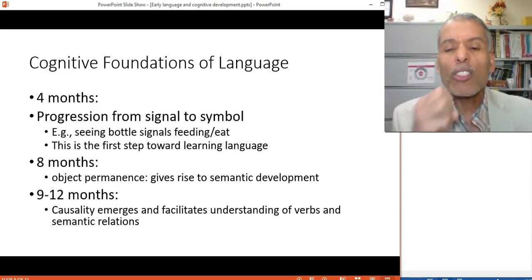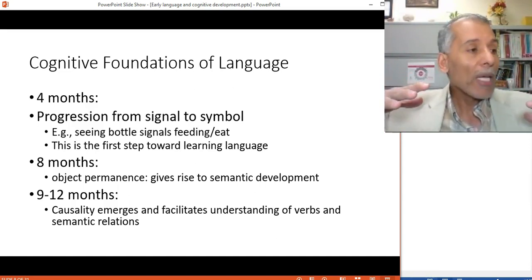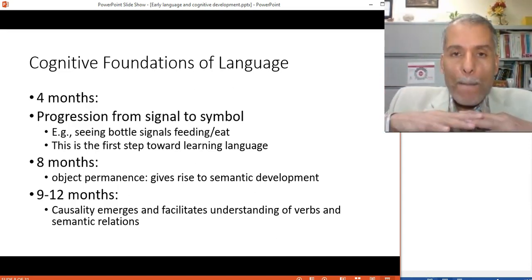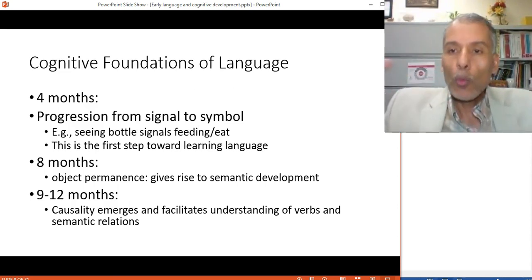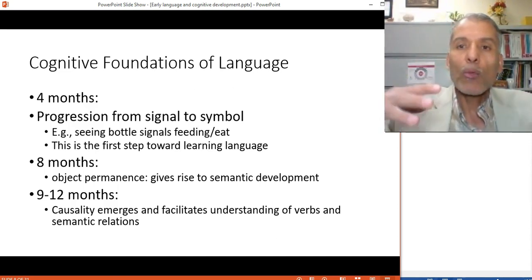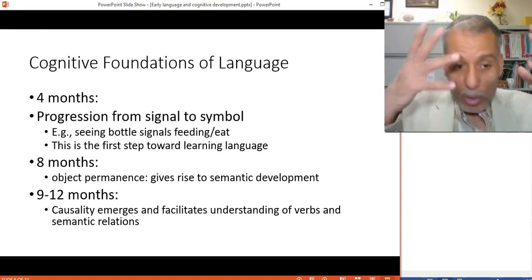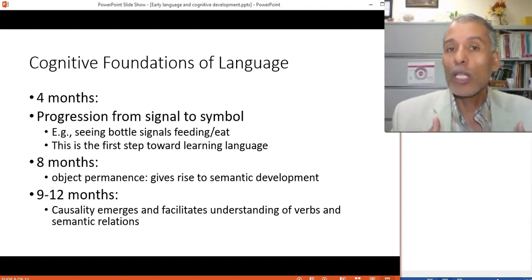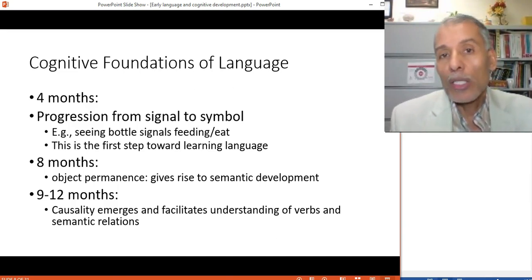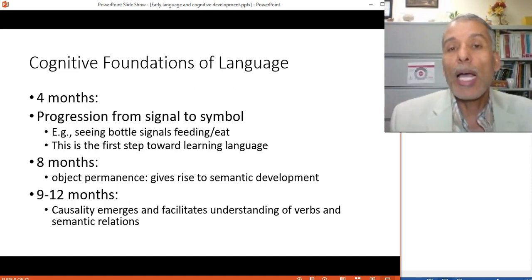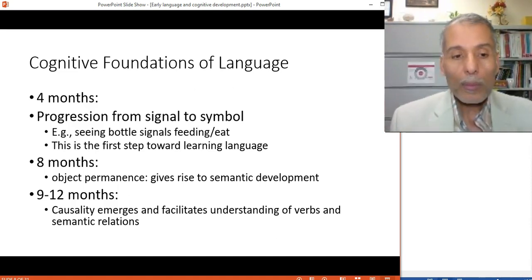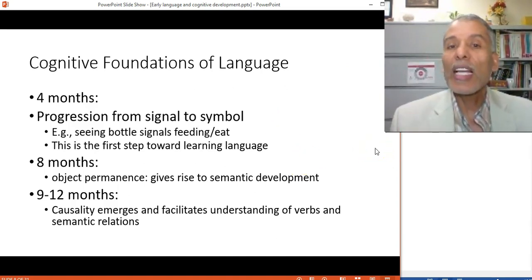So you can imagine them as big foundations on which cognition and language are established. If someone doesn't have these cognitive foundations, they wouldn't be able to develop intelligence. They wouldn't be able to develop language. So causality facilitates the acquisition of verbs and semantic relationships.